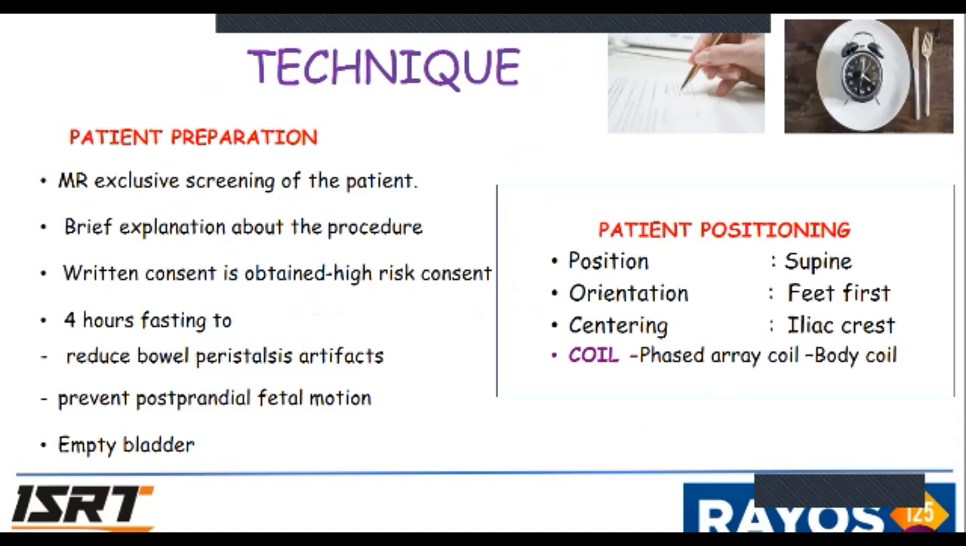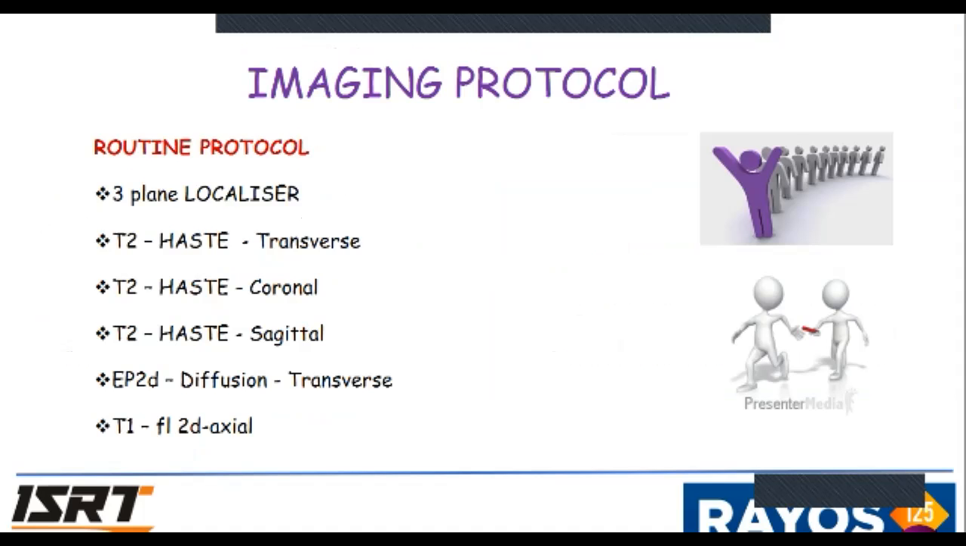Coming to the technique, MR exclusive screening of the patient is done and a brief explanation about the procedure is given. High risk consent should be obtained and 4 hours fasting is required because it is to reduce bowel peristalsis artifact and prevent postprandial fetal motion. And also we ask the patient to empty the bladder. The positioning includes the patient in supine with a feet first orientation, and centering is done at the iliac crest. The coil can be used as either a phased array coil or the body coil.